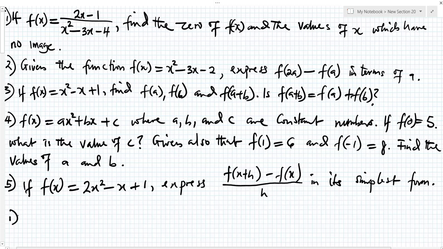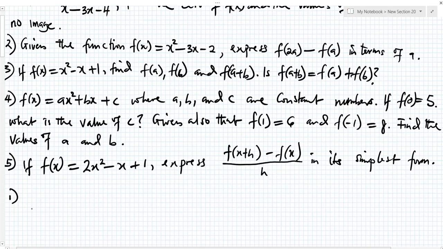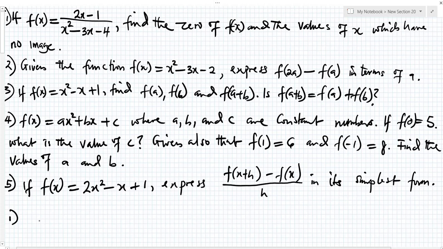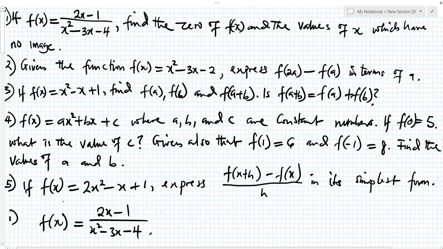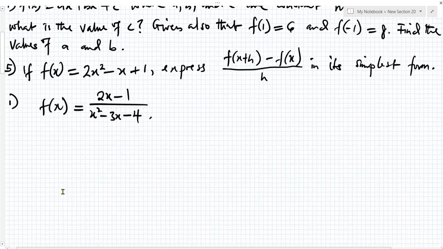Number 1 says if f of x is equal to 2x minus 1 divided by x squared minus 3x minus 4, find the zeros of f of x and the values of x which have no image. Now, for equation 1, f of x is equal to 2x minus 1 all over x squared minus 3x minus 4. That is for problem 1. It says find the zeros of f of x.